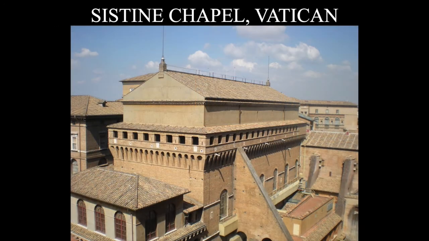So the Sistine Chapel is a military structure. Its walls are 3 meters thick, meaning that they can withstand cannon fire. You can have archers set up in these battlements here, and also they can pour down hot boiling oil on anyone trying to attack the chapel.